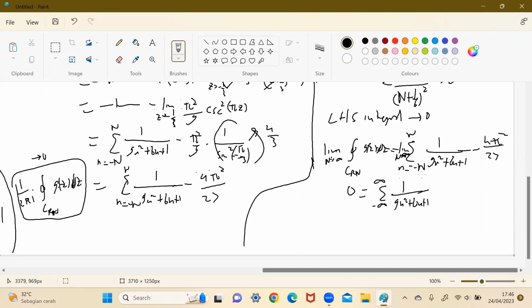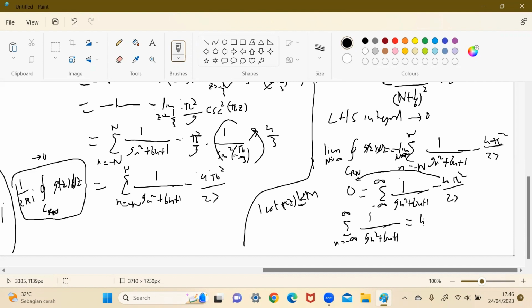I know it's a test. I'm not sure if this fact is supposed to be proven in class or not. But let's just assume it is. It might not be. So we can simply switch this into the left-hand side, and then we get the answer that this is equal to 4 pi squared over 27.